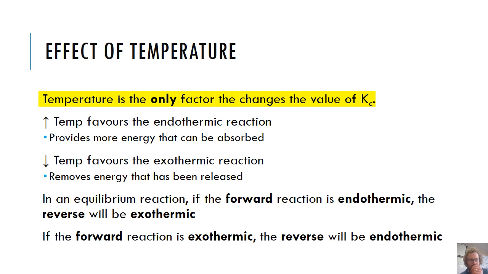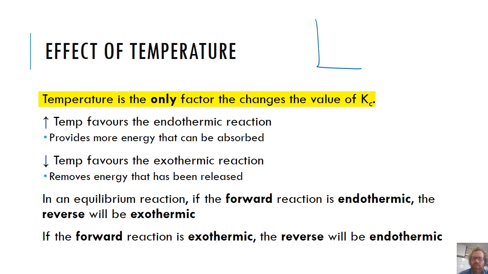The final effect is the effect of temperature, and this is the only factor that changes Kc. And the reason why is that when you change the temperature, you're changing permanently the amount of energy being given to a system. And so that energy can constantly be supplied, and so it will shift what is favoured. And we've got to cast our mind back to what we learned about endothermic and exothermic reactions.